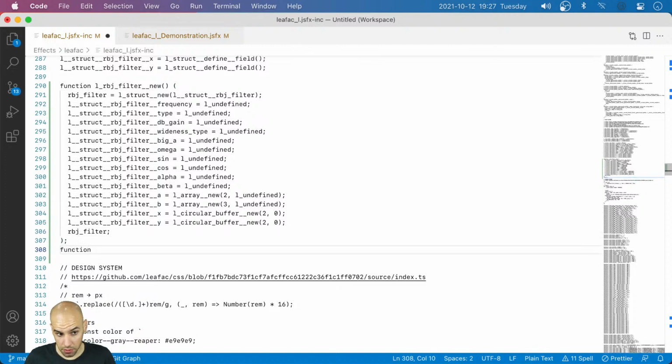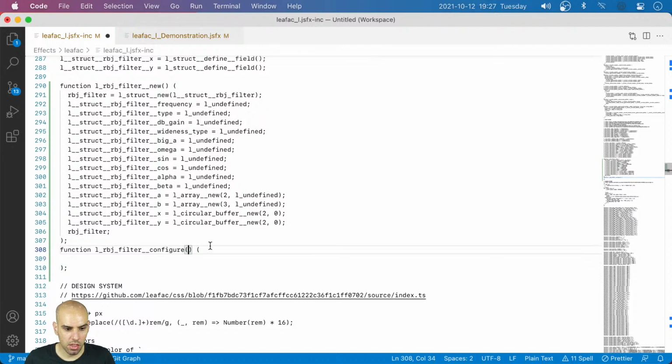Then I'll need another function that I'll call Rbj Filter Configure. And as you imagine, this is the one that you would call, for instance, when a slider is changing. And you will have to provide me with all of this information, all of these fields. The ones that make sense anyway, right?